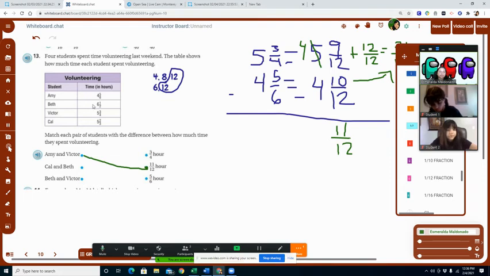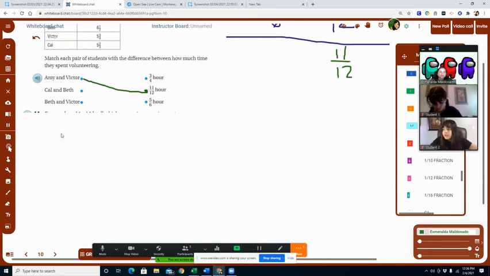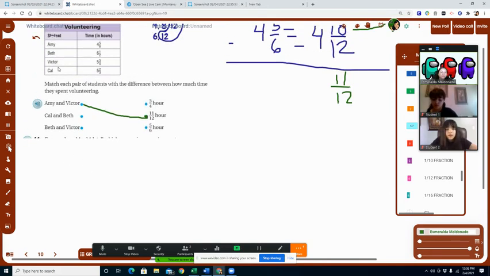So we're going to be subtracting 6 1/2 minus 5 2/3. So I'm going to do this over here on the bottom. Which one's bigger, Carl or Beth? Beth has 6 1/2. Carl has 5 2/3. Beth has more. Yeah, so it's 6 1/2 minus 5 2/3.